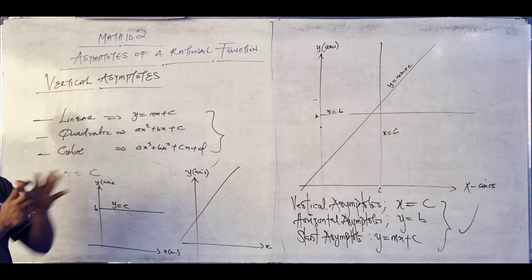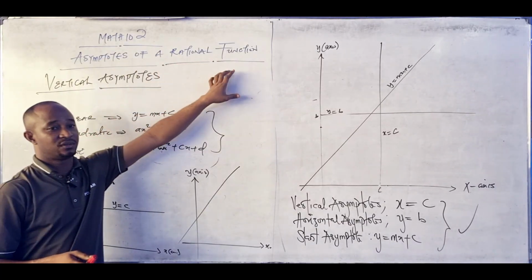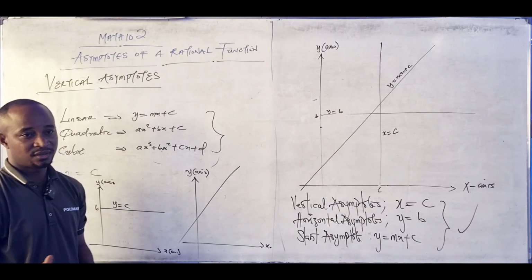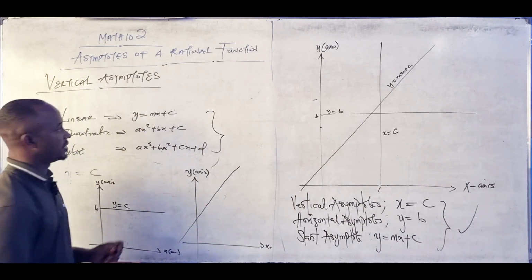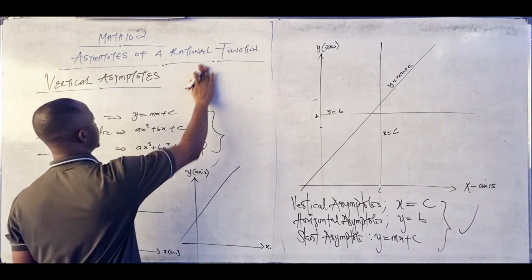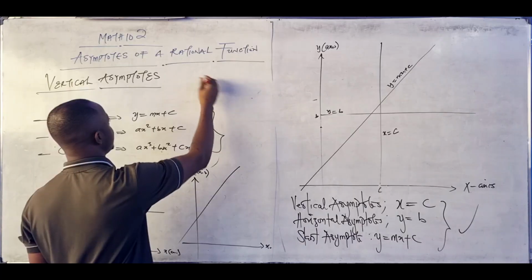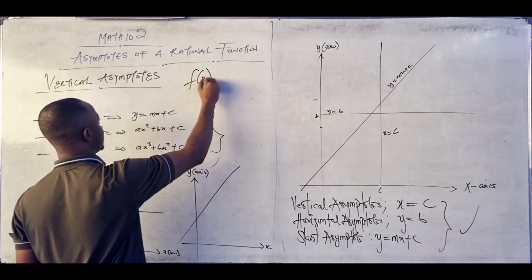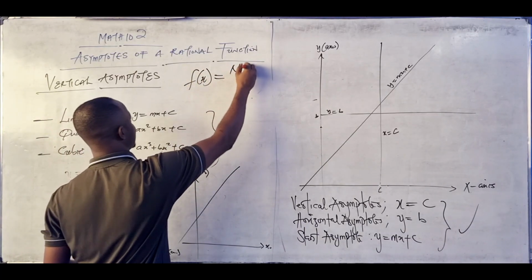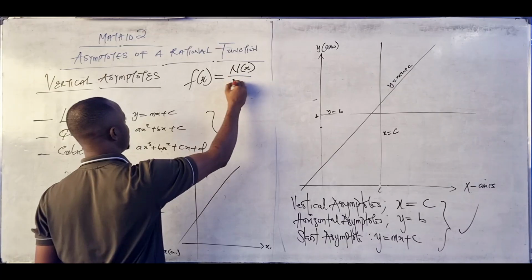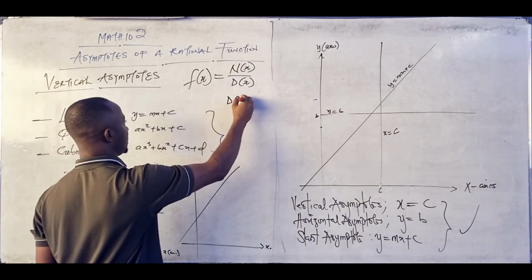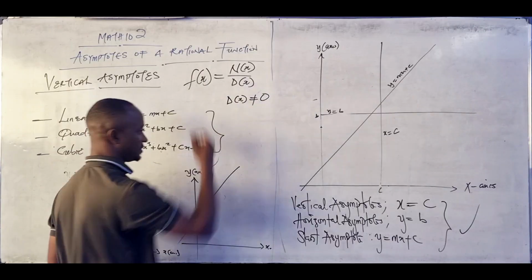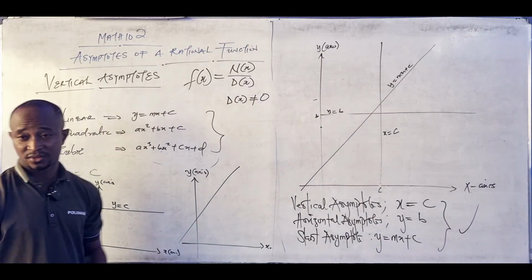We can only have asymptote of a rational function. What is a rational function? These are functions that have both numerator and denominator. For example, the general form is what? What general form of a rational function? F of x equals n(x) over d(x), where d(x) is not equal to 0. Is that not?